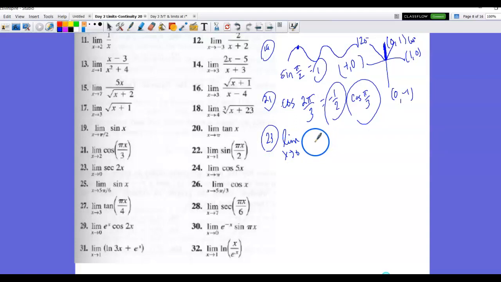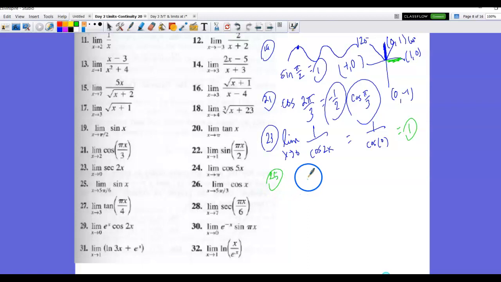Now, we know that secant is 1 over cosine of 2x, so I did a rewrite on that. And so now I'm going to substitute 0 in place of x, and I get 1 over cosine of 0. The cosine of 0 is the x coordinate on my unit circle, which is 1, so I don't have 0 in the denominator, and 1 over 1 is 1.